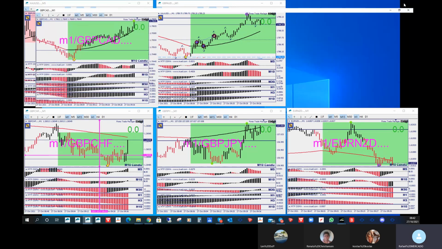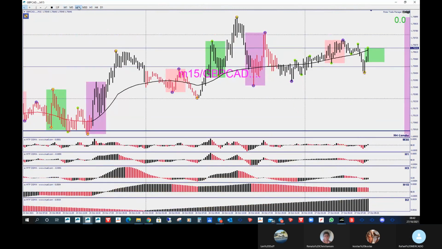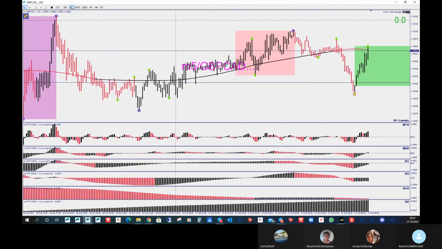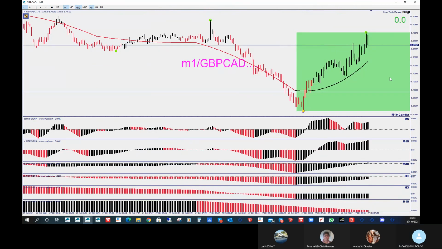On CAD, we have an entry point. Do you have it in the 15-minute chart? No, we don't have an entry in the 15-minute chart. We have a retracement, one retracement ball here. Okay, we have to wait for 1, 2, 3. A pound cat could be a good one to go long.